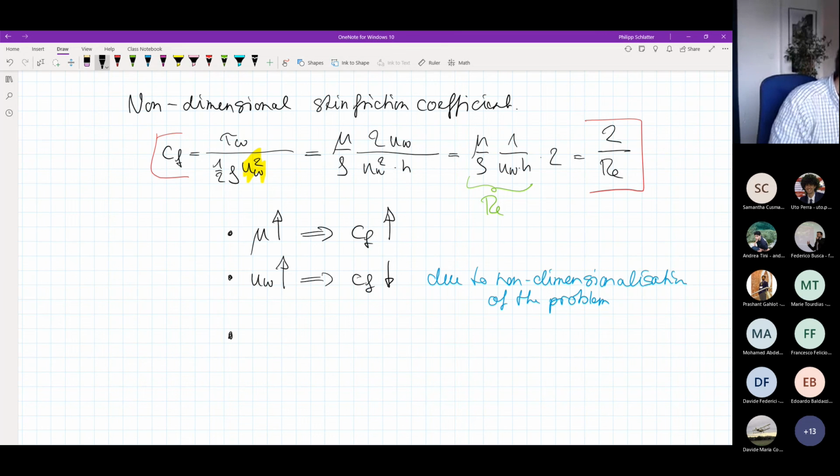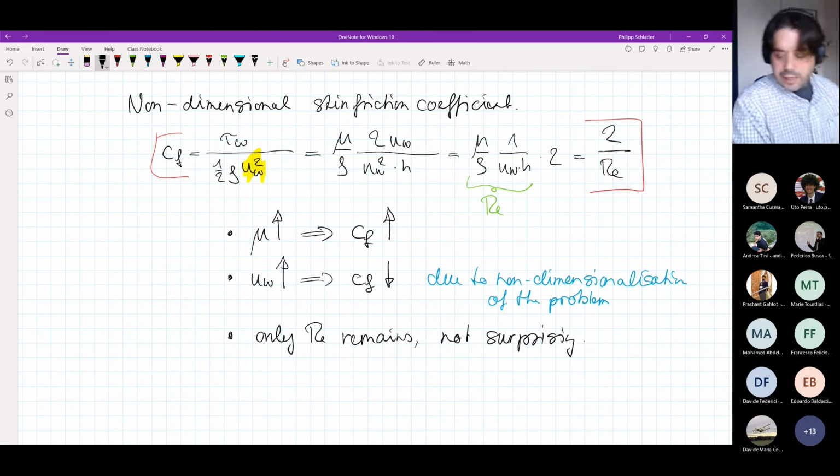Another observation that we made is that at the end, it's only the Reynolds number that is left to determine the friction. So only a Reynolds number remains. Also this, I would say, is not surprising. I think anything else would have been surprising, because as I was saying in the beginning, the Reynolds number is the only thing that determines the flow conditions in this case. So it would be very strange if the non-dimensional friction could not be described by just the Reynolds number.